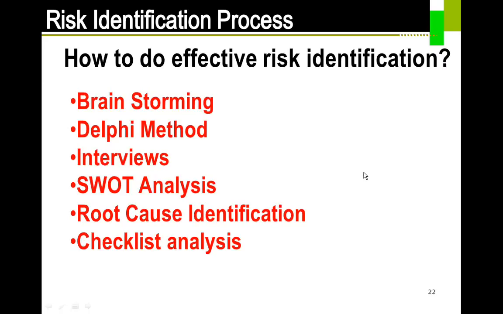Second one is the Delphi method. This is mainly used when we want to get expert opinion. What I mean by this is, suppose, as an example, your organization is moving from Business Objects to, let's say, MicroStrategy, which are both analytical or reporting tools. And your organization has never worked on MicroStrategy. The best way for you to identify the risks with the newer technology is to identify the experts who have worked on this particular technology earlier, and say, yes, my organization is going to use this new technology. I would like to understand what risks you had undergone and how you were able to manage them.